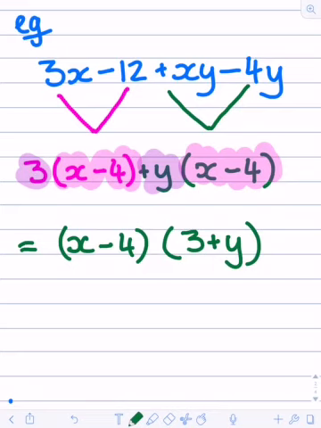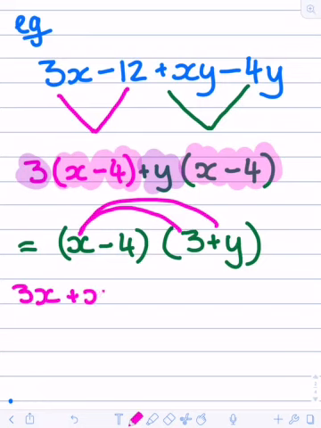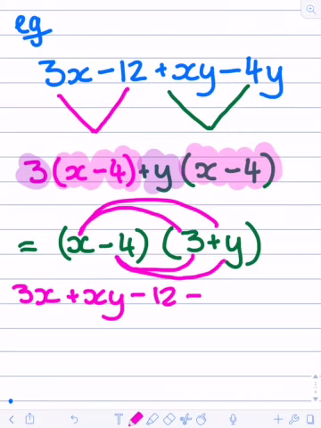Now, how do we check if this is fully factorized? Well, we can use the eyebrow method, or the FOIL method, and multiply each of these four values together. X times 3 is 3x. X times y is plus xy. Minus 4 times 3 is negative 12. Minus 4 times y is minus 4y.